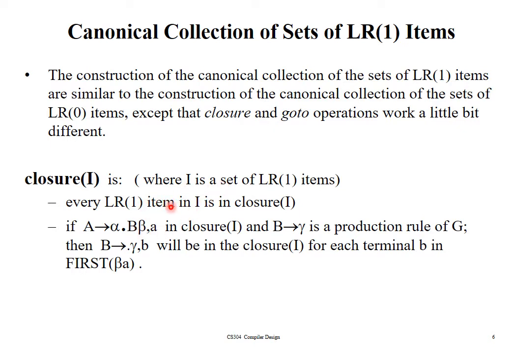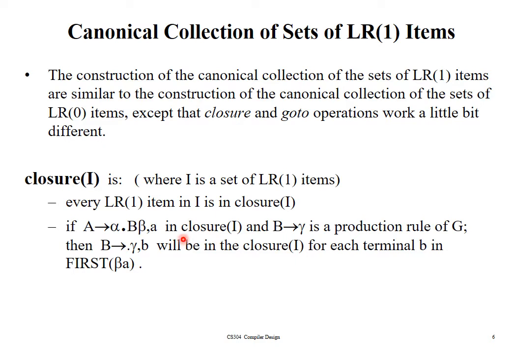That means the closure will have, in addition to the item, a look ahead symbol. That look ahead symbol is represented as small letter a. So you can compare each item in the closure with the general rule of the production, A gives alpha dot B beta comma a.